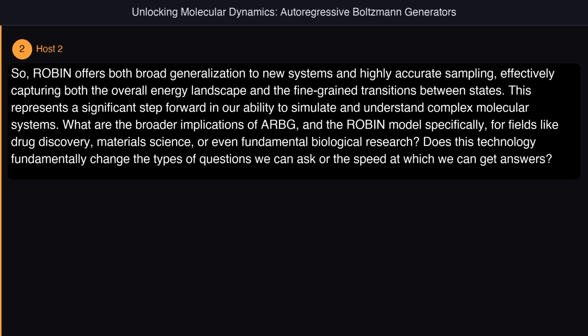So, Robin offers both broad generalization to new systems and highly accurate sampling, effectively capturing both the overall energy landscape and the fine-grained transitions between states. This represents a significant step forward in our ability to simulate and understand complex molecular systems. What are the broader implications of ARBG, and the Robin model specifically, for fields like drug discovery, materials science, or even fundamental biological research? Does this technology fundamentally change the types of questions we can ask or the speed at which we can get answers?